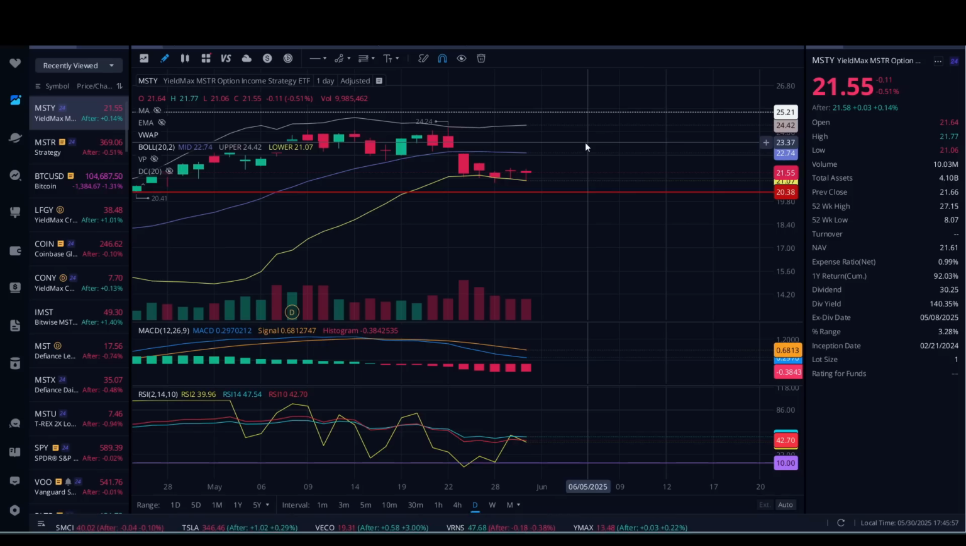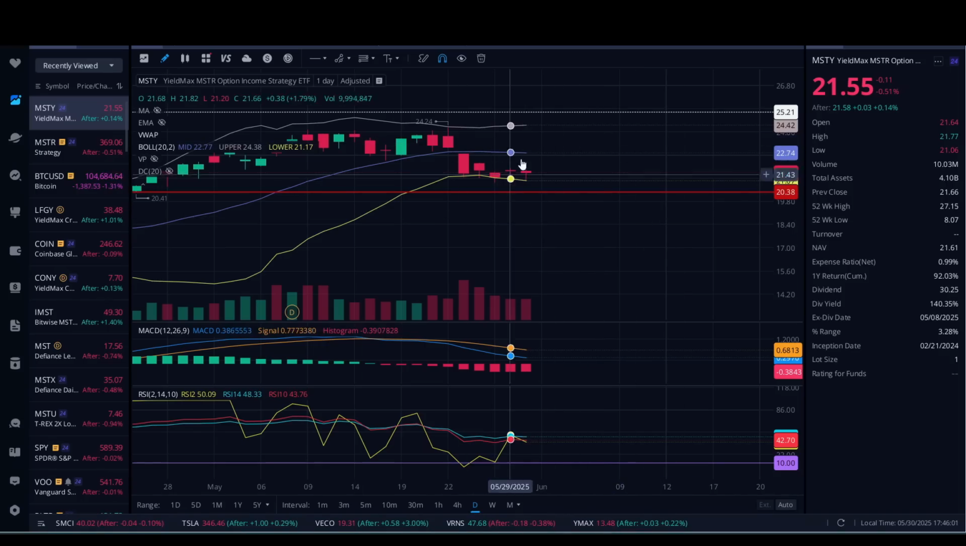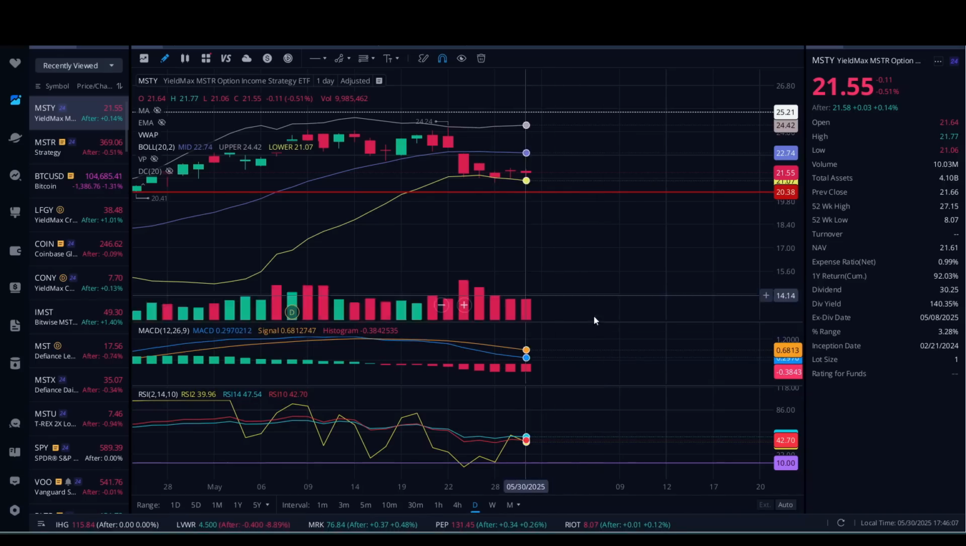So right now I have the Bollinger Band turned on. And as you can see, we are at the bottom of the Bollinger Band. And we do have some negative momentum. And we do have red volume for MSTY.